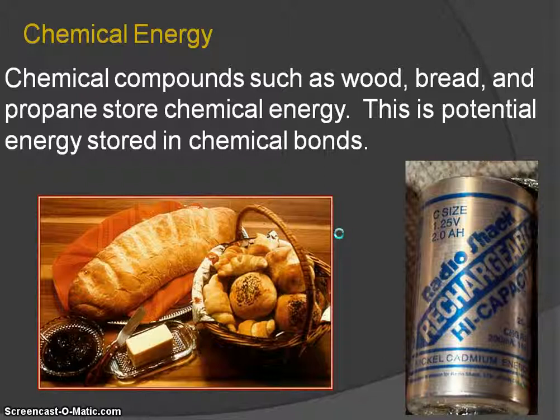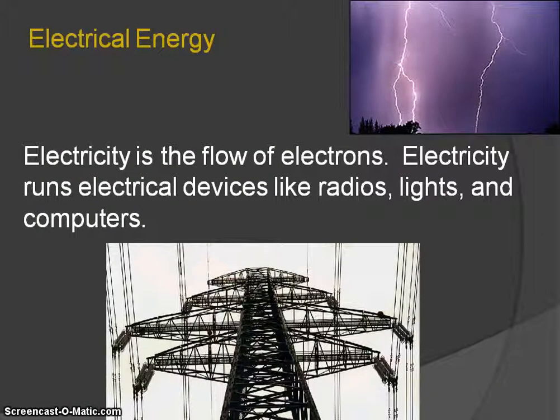Chemical energy is stored in the bonds of atoms that are joined together chemically. When bonds break and form, this can release and store energy. Electrical energy involves the flow of electrons. This is electricity that goes through your house to run your appliances and your electronics.